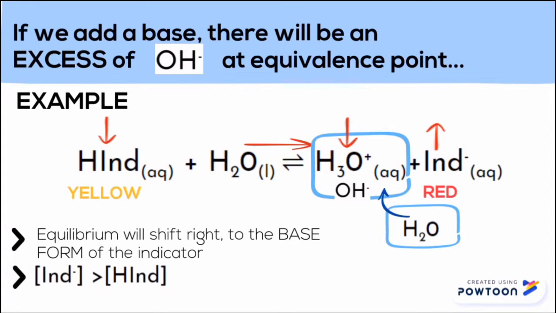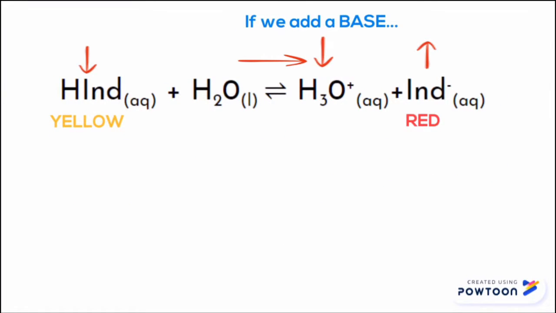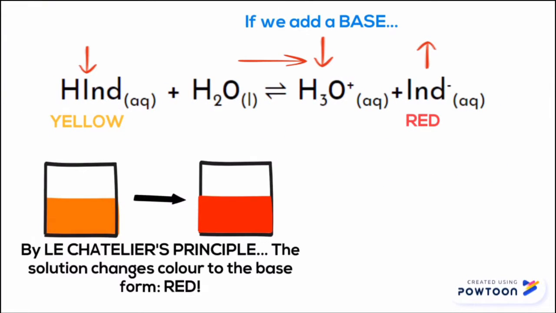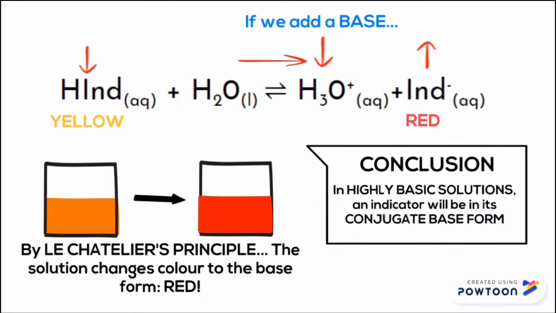As a result, the concentration of the base form is greater than that of the acid form. By Le Chatelier's principle, the solution changes color to the base form, which is red. In conclusion, in highly basic solutions, an indicator will be in its conjugate base form.